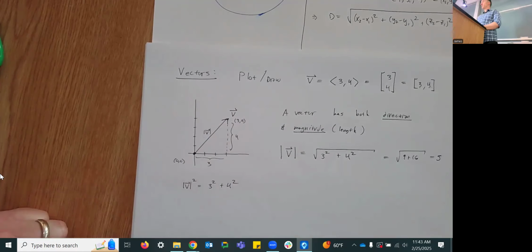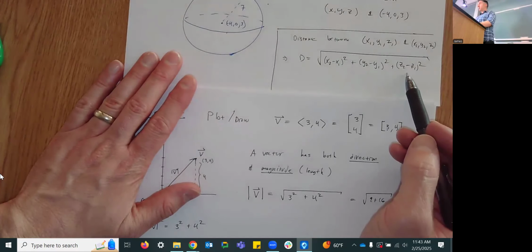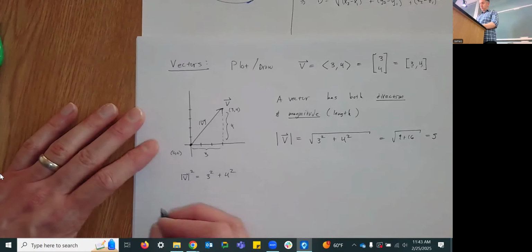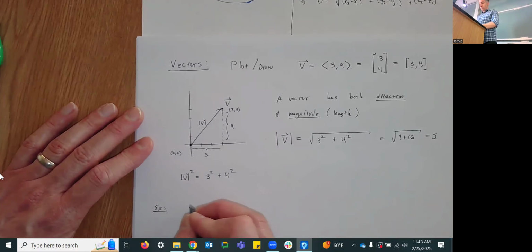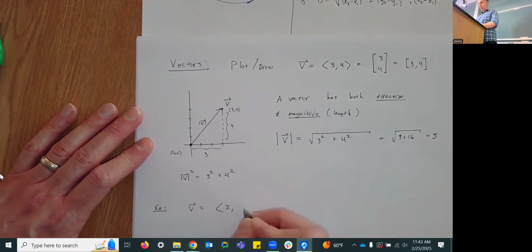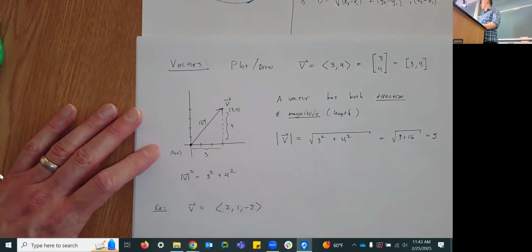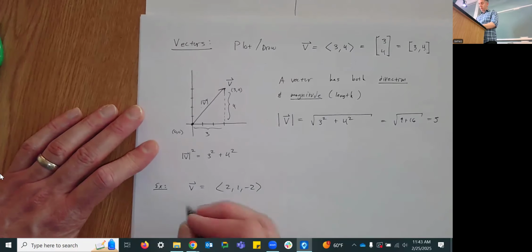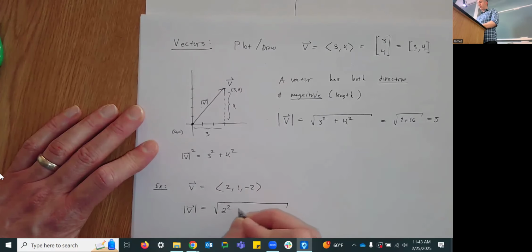Is that any different for three-dimensional? No, the three-dimensional distance formula is no different. We're just adding on an extra piece. Just as a quick aside, if your vector in 3 dimensions was, say, the vector (2, 1, -2), then the way you'd find the magnitude of that vector would be the square root of 2 squared plus 1 squared plus -2 squared.